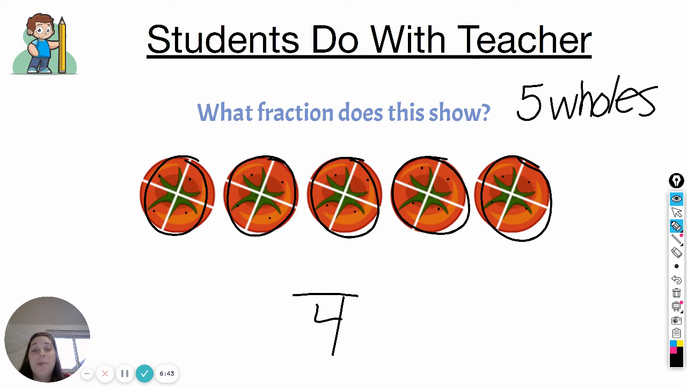Now we have to figure out how many pieces we have all together since we know they're all shaded. This is where your multiplication comes in handy. Okay, we have 5 groups of 4 pieces each. So you can count the pieces, you can just multiply 5 times 4, or you can start skip counting by 4s. I'll give you just a moment to pick which method you want to use, and then we'll check your answer with mine.